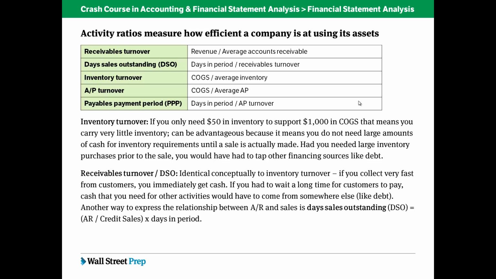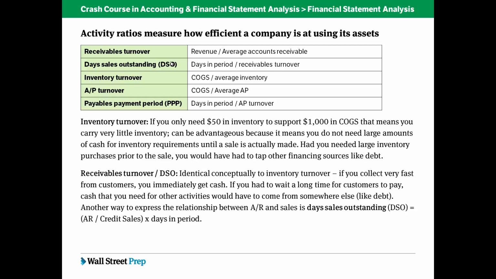Let's start with activity ratios. So activity ratios measure how efficient a company is at using its assets. Some of the most common activity ratios, and the ones that we're going to talk about here, are listed above. Receivables turnover looks at revenue divided by the average accounts receivable during the period that the revenue was generated. Days sales outstanding is a very related concept, which basically takes that receivable turnover figure, uses that as the denominator, and uses days in the period as the numerator.